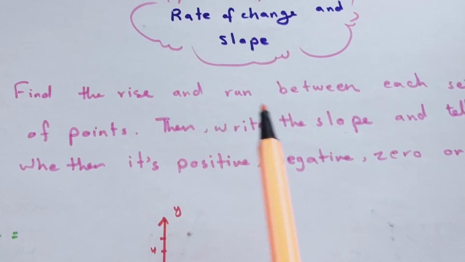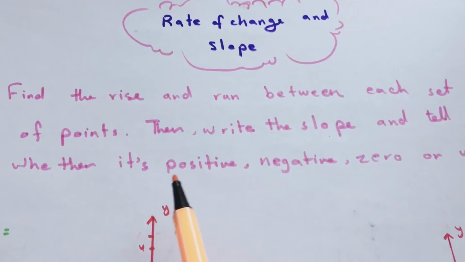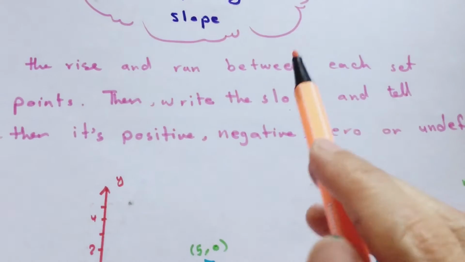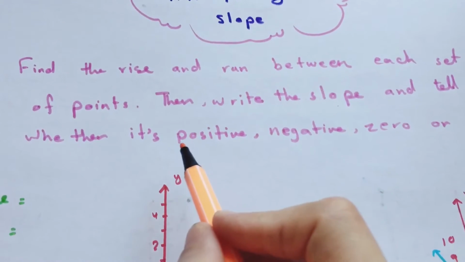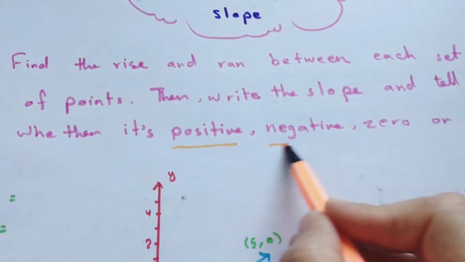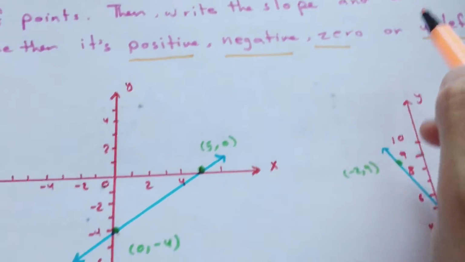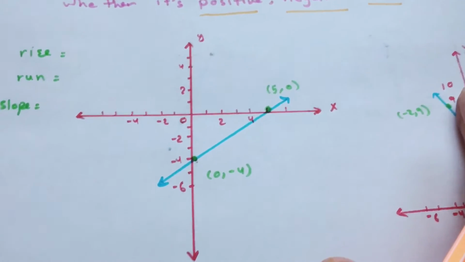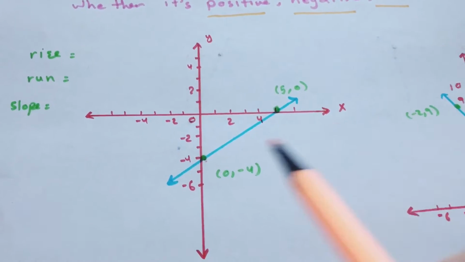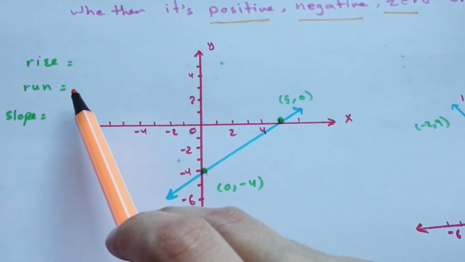Find the rise and run between each set of points, then write the slope and tell whether it is positive, negative, zero, or undefined. So we have four kinds of slope, which is positive, negative, zero, and undefined. Let's see how to find the slope. We have many ways to find the slope, but the first way is from the graph, from things called rise and run. What do we mean by rise and what do we mean by run?